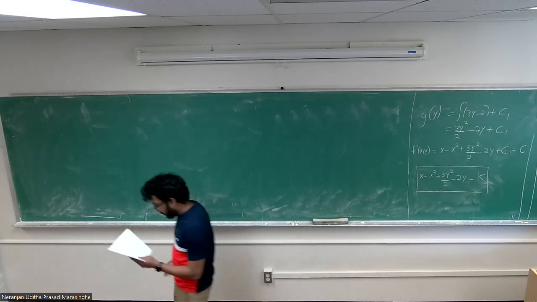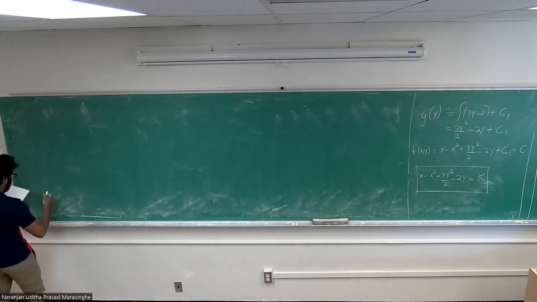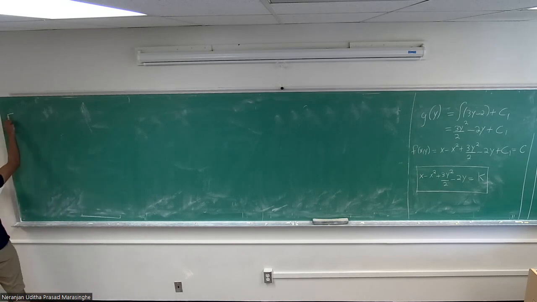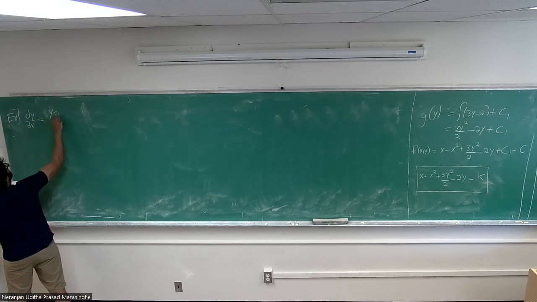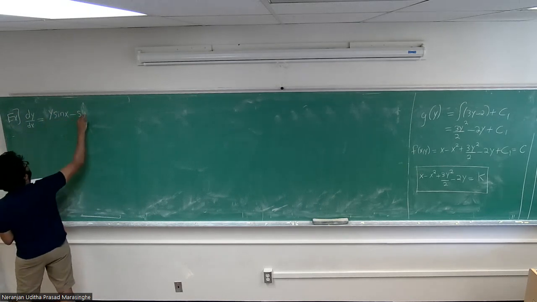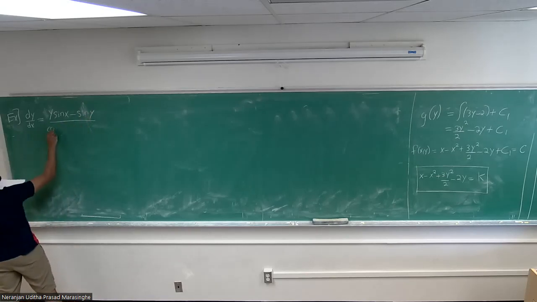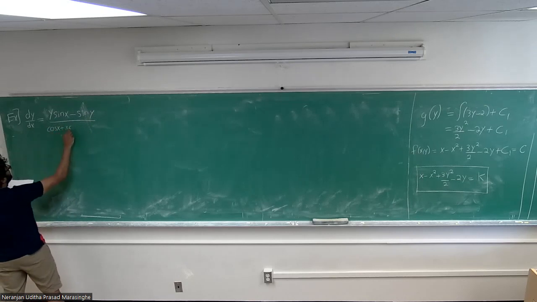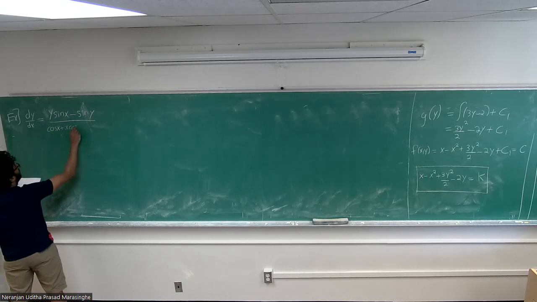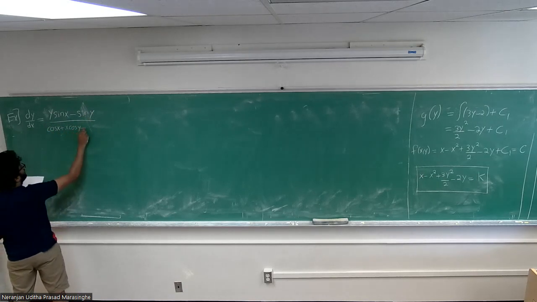Okay. Now let's do a different one. ∂f/∂x is equal to (y times sine x minus sine y) divided by (cosine x plus x times cosine y minus 1).